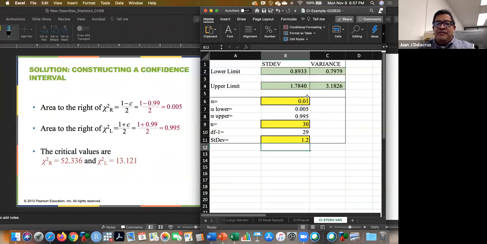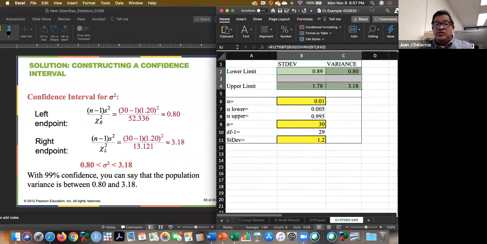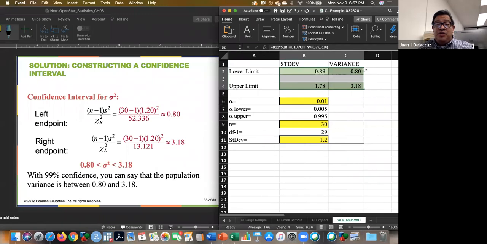So we also have the hypothesis testing, which is a little bit more intense than this. So here we have the values for the standard deviations and the values for the variance. Let's use 2 decimals. These people are using 2 decimals. Sorry, so the variance is 0.80 and this is 3.18.